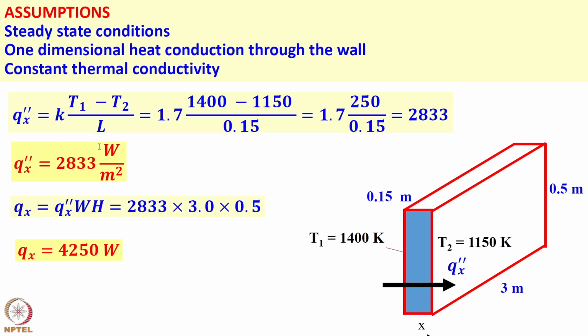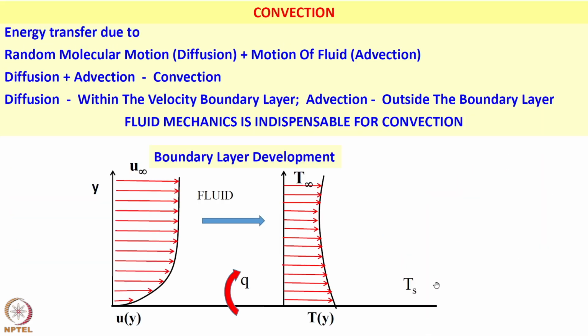What are the assumptions here? Very important. Steady state, as I said, whatever is happening now is going to happen at every instant of time. 1D heat conduction through this wall. Heat is only being transferred from left to right and not going vertically up or into the plane of the board. The value of thermal conductivity is treated as constant. Okay. Now boundary layer in convection, we will see from fluid mechanics what a boundary layer is.